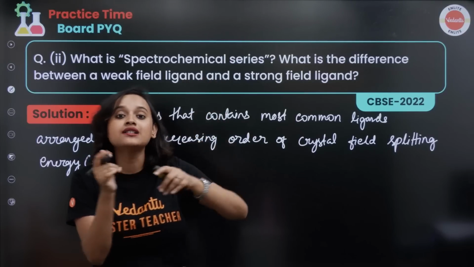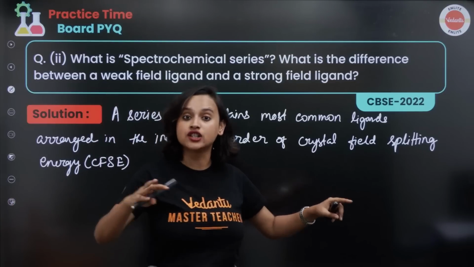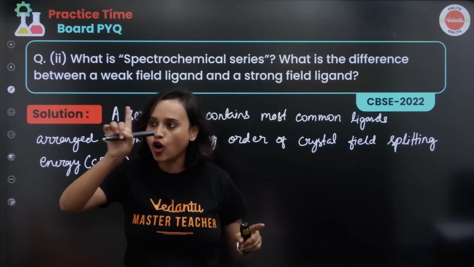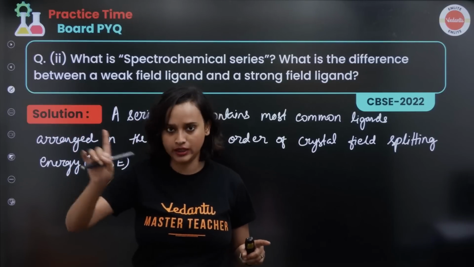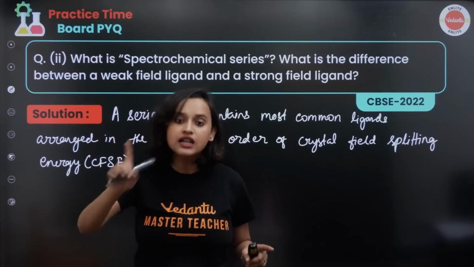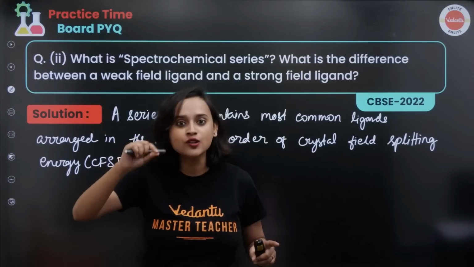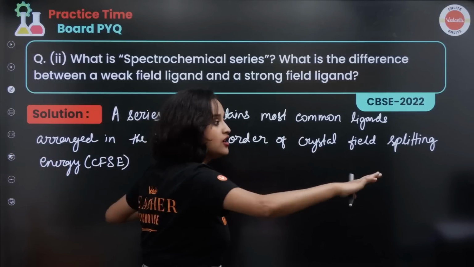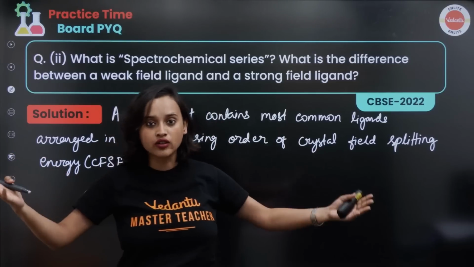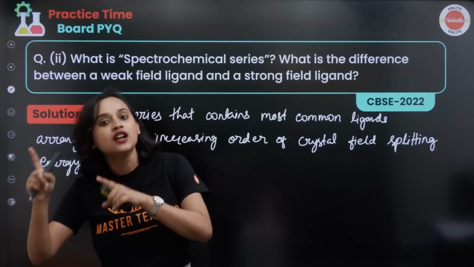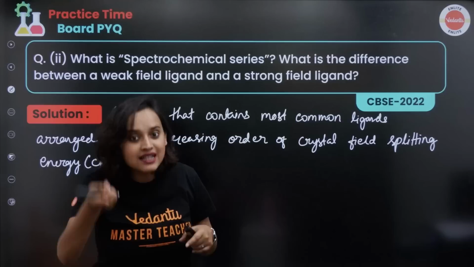And it will create high spin. Remember, in each d orbital, in each t2g or eg, there will only be one electron. Pairing will not happen. If pairing does not happen, that means they have more space, so they will spin around. So a weak field ligand causes high spin complexes.